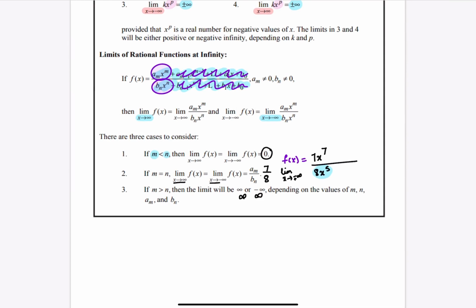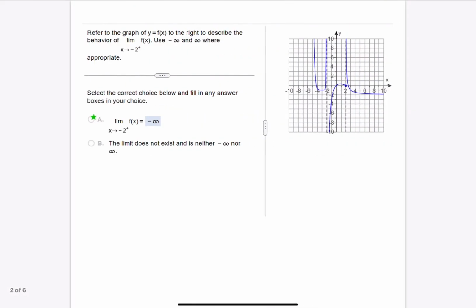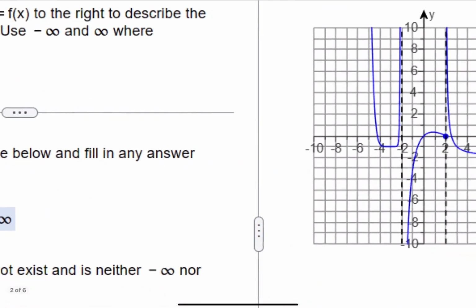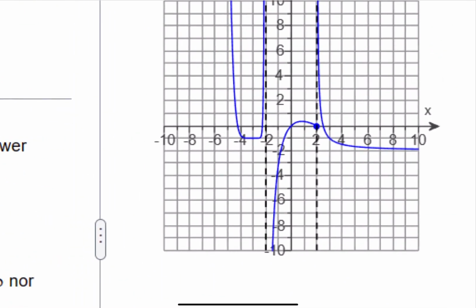Now let's go ahead and take a look at the first problem. Refer to the graph on the right and describe what is happening to the function when x goes to negative 2 from the positive side. Not a problem at all. Here is my graph. Where is my negative 2? So here I have my function x is equal to negative 2, and I'm trying to see what happens to the function when I come from the positive side. When I'm coming from the positive side, as you can see, the function is going towards negative infinity.